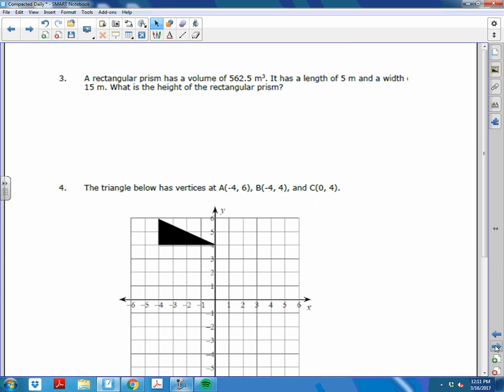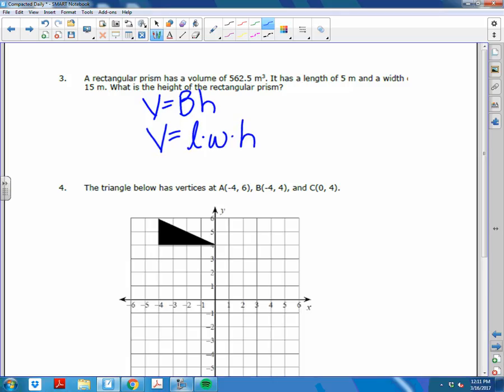Number 3. A rectangular prism has a volume of 562.5 cubic meters. It has a length of 5 meters and a width of 15. What is the height of the rectangular prism? Now, if we go with volume, we know that volume equals area of the base times the height. But we can break that down one step further and say that the volume equals basically length times width times height, right? That's unique to a prism. Then we simply fill in everything that we have.